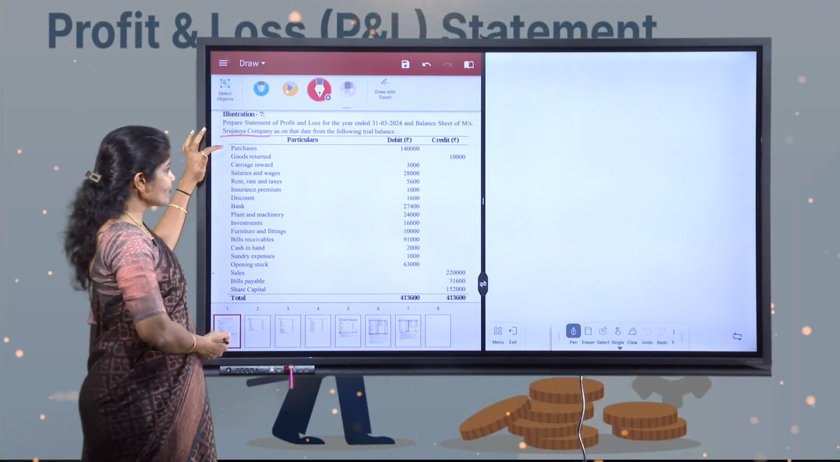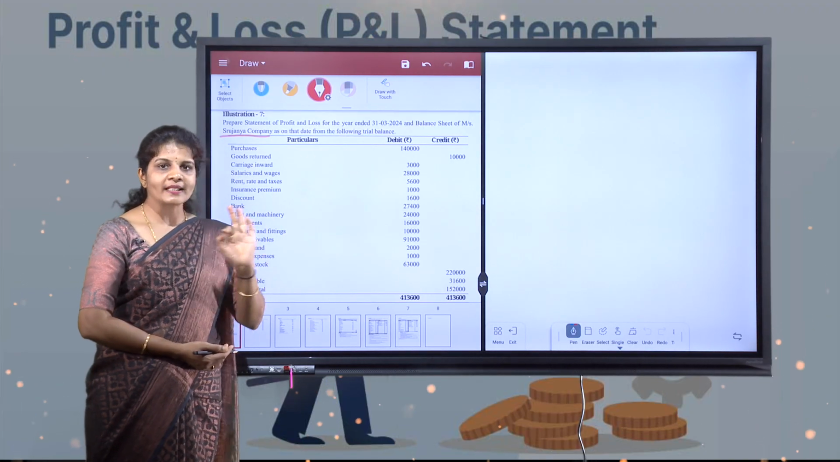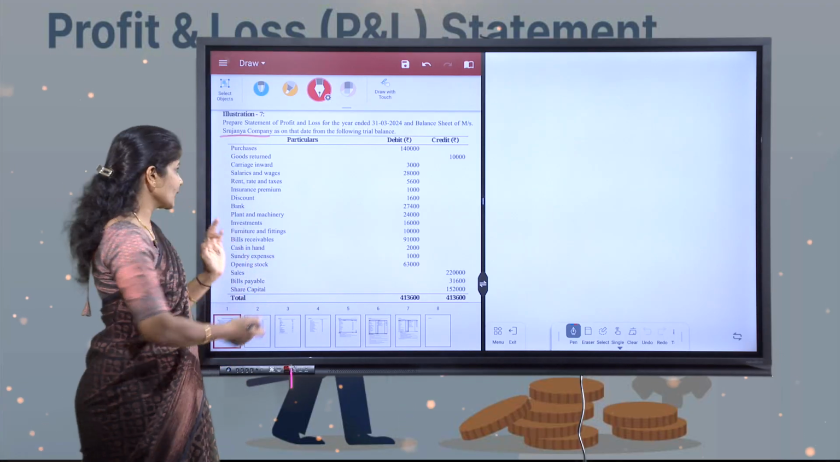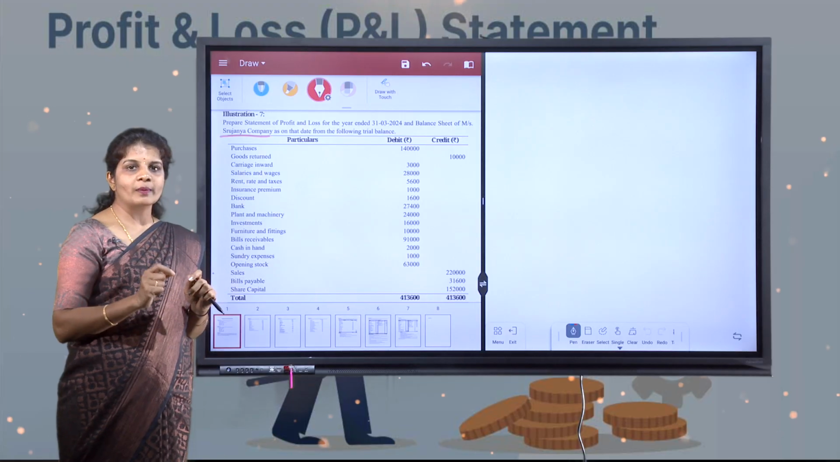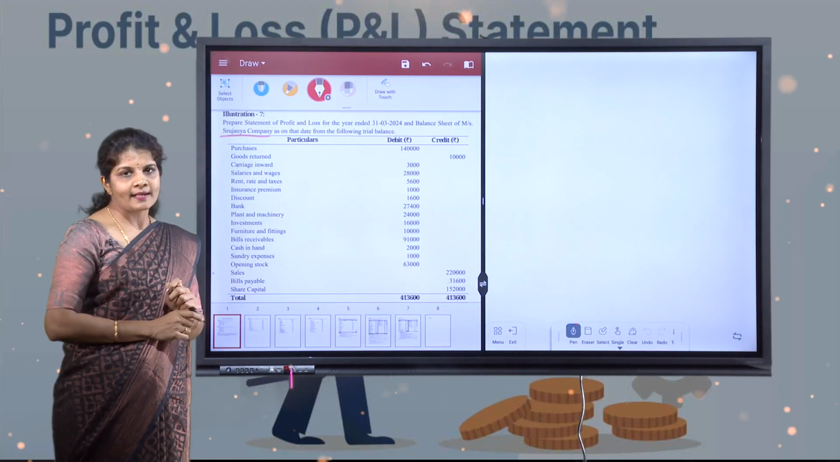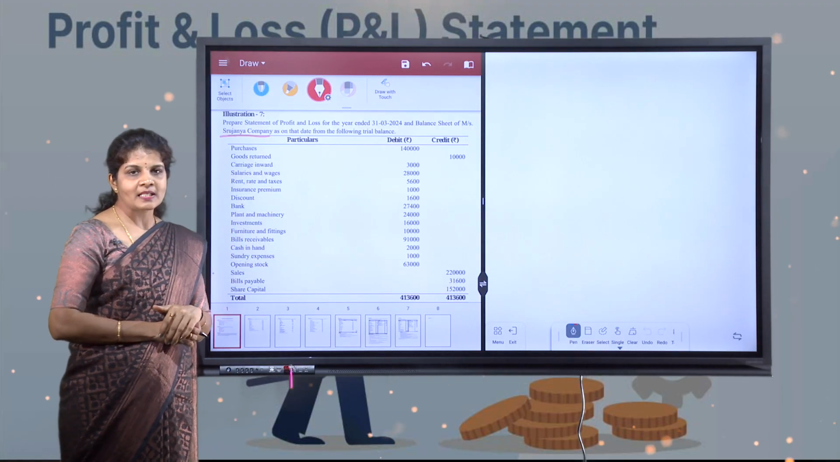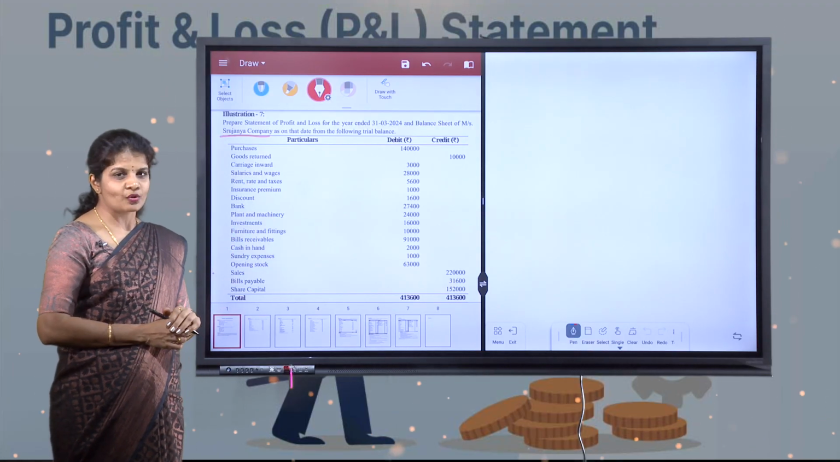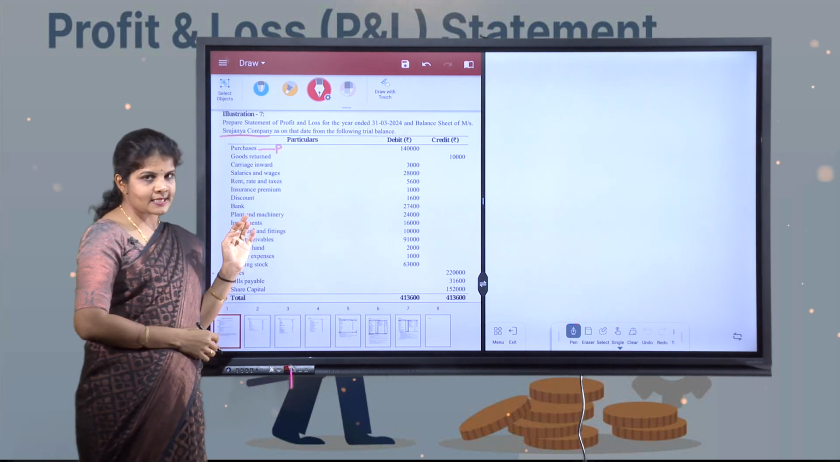Purchases, whether this is an expense or an asset, we should check. This is a debit balance. Purchases is always an expense and should be taken to the profit and loss statement, and this purchases will be considered for the preparation of cost of goods sold. So this is an item of the profit and loss statement.